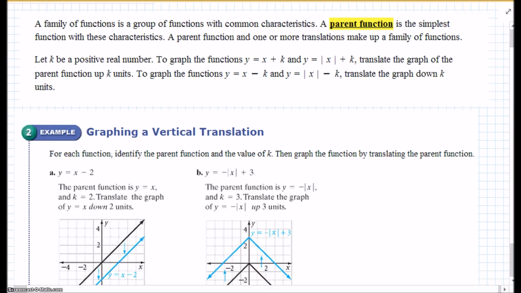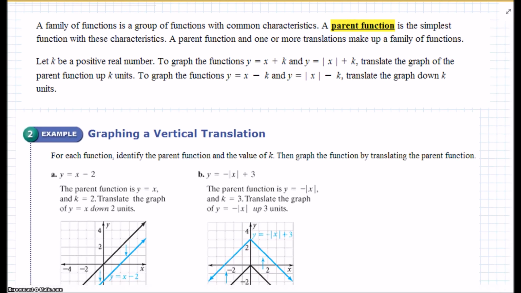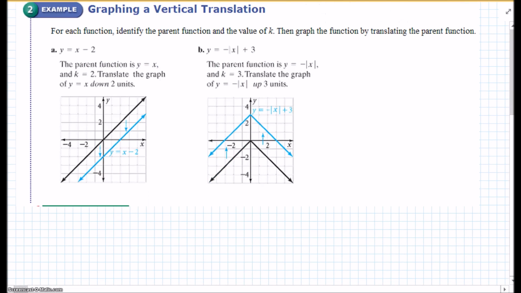All right, so a family of functions is a group of functions with common characteristics. A parent function is the simplest function with these characteristics. A parent function and one or more translations make up a family of functions. So let k be a positive real number. To graph the functions y equals x plus k and y equals the absolute value of x plus k, translate the graph of the parent function up k units. If we subtract k, we would just translate the same graph down k units.